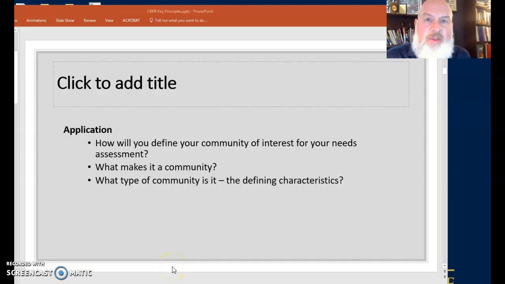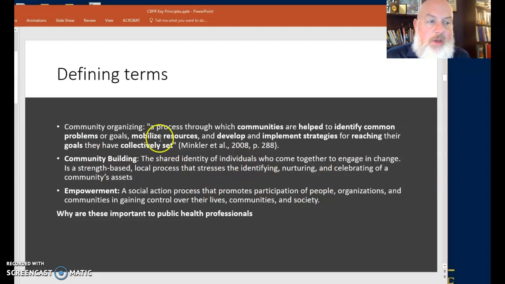I would like you to be thinking now about how you're going to define your community, the community of interest for your needs assessment, and you need to think about what actually makes it a community, and what type of community is it, and what kind of defining characteristics do we have. And of course, you can look at this information here regarding community organizing, community building, and of course the whole structure and the process of empowerment. Some of these are big buzzwords, but I mean, we can still learn some things from this.